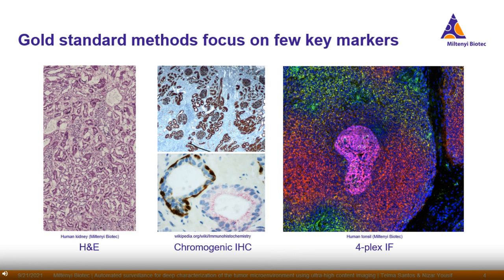Here I'm showing you the gold standard methods in, at least, pathology. We have hematoxylin staining, which is used quite often to determine what the sample looks like. We have chromogenic immunohistochemistry that helps you select a specific marker and see it. And we now also use more and more immunofluorescence, as you can see here in this nice image of a human tonsil.